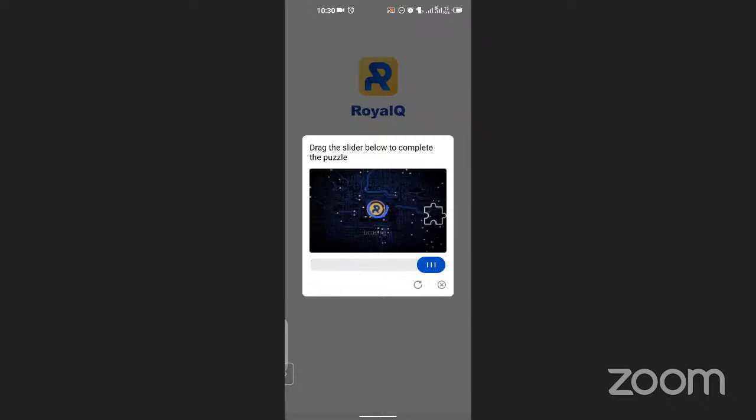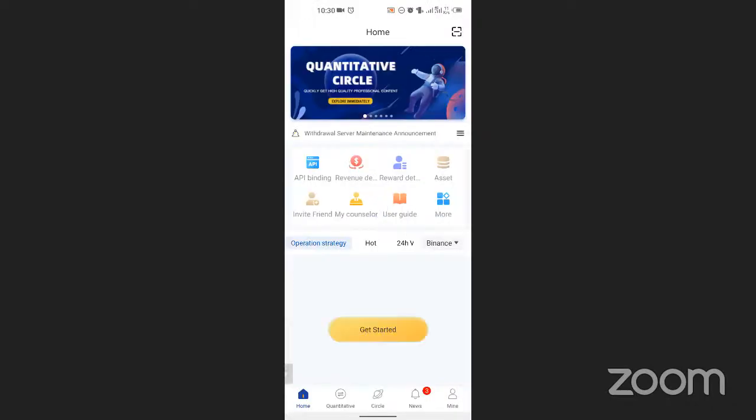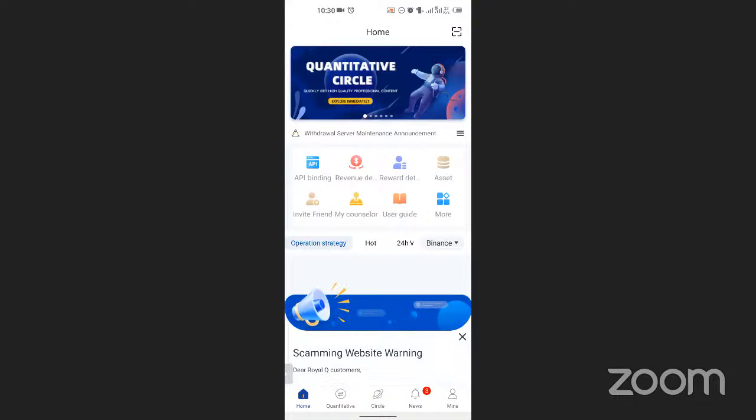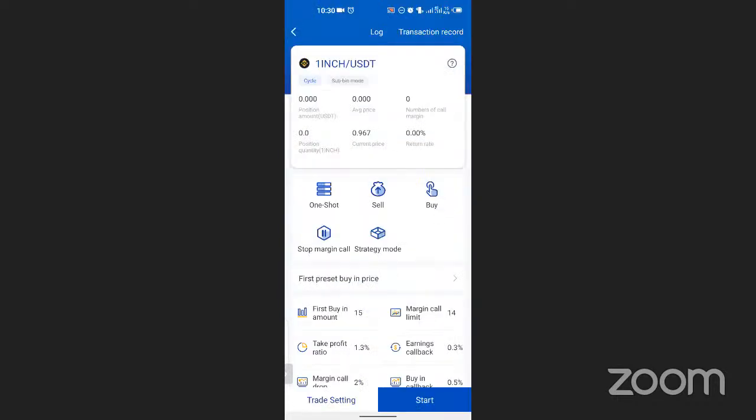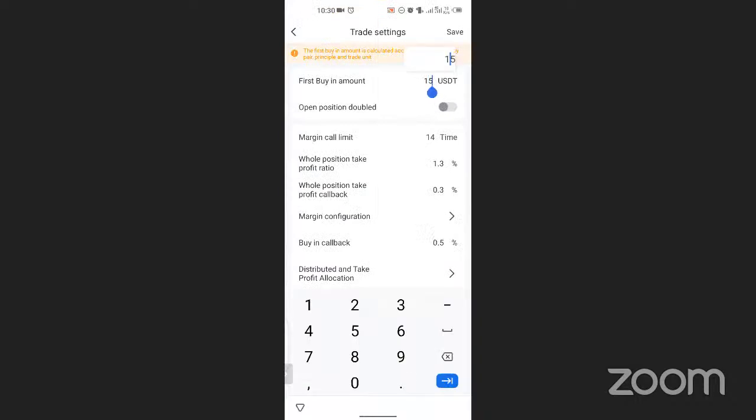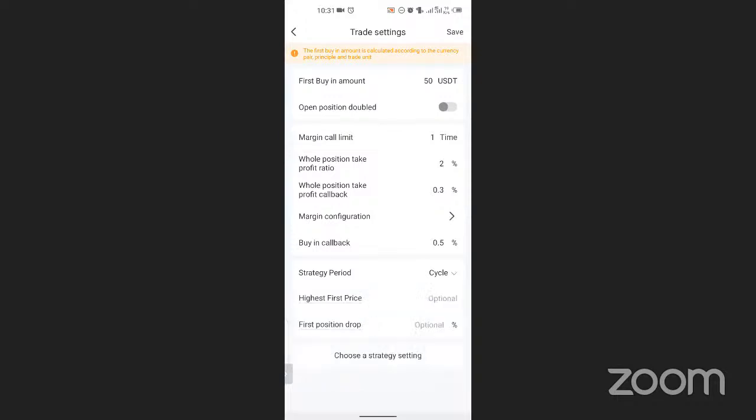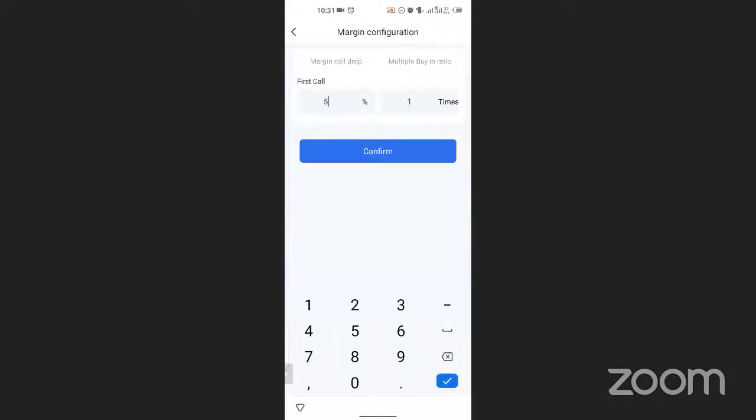What are you doing wrong and what must you be doing right? Okay, let me cancel this. Let me pick a trade. Let me say 1INCH/USDT. And this is what most of us do. Let's say you have $50. You put in $50. You come here, 1 margin call. You put in 2%, maybe you say you need only 2%. No margin calls. Maybe you say, okay, when the market falls by 50%, confirm, save.